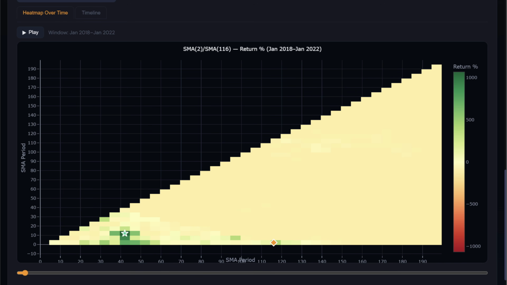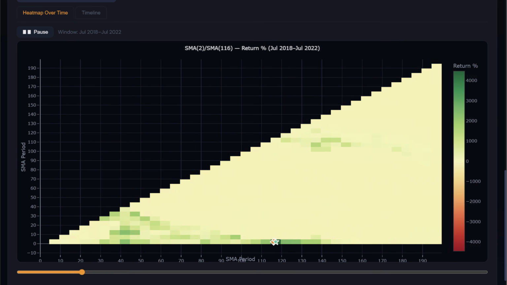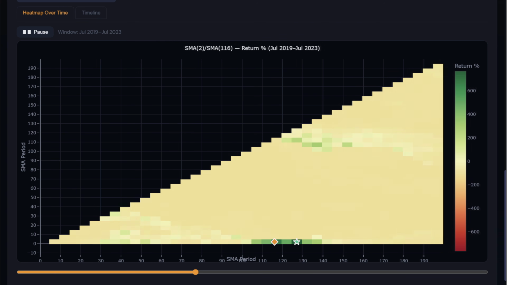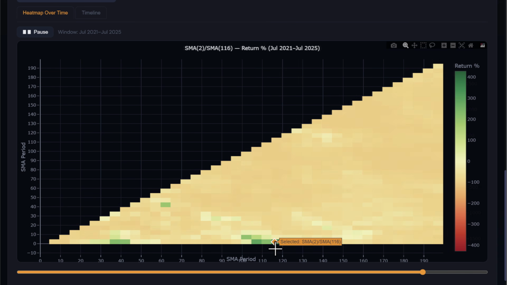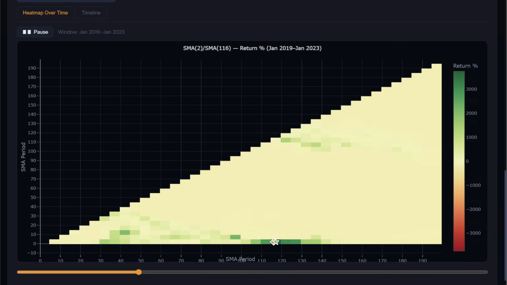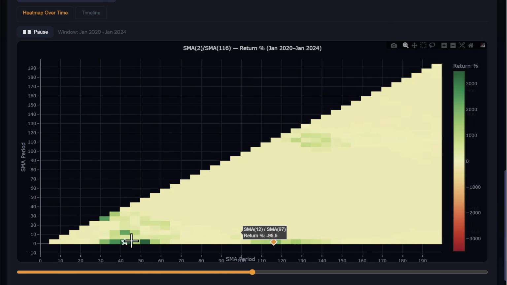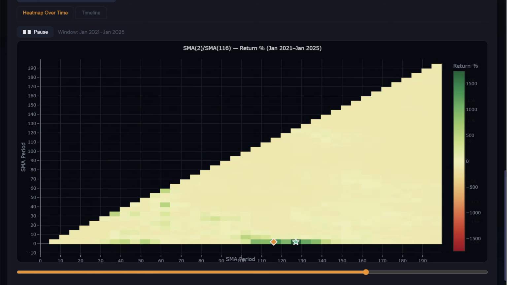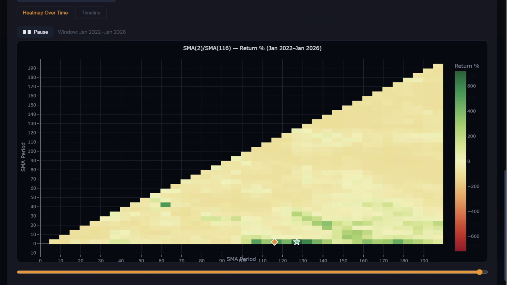And so then we get this chart. This just shows the performance from January 2018 to January 2022. So 4 years. But once we click play, we see how this develops over time. We're jumping half a year every single time, and we can see our selection over here, right? The 2-day and 116-day, and we can see how this compares over time. So is this actually the best selection over time?